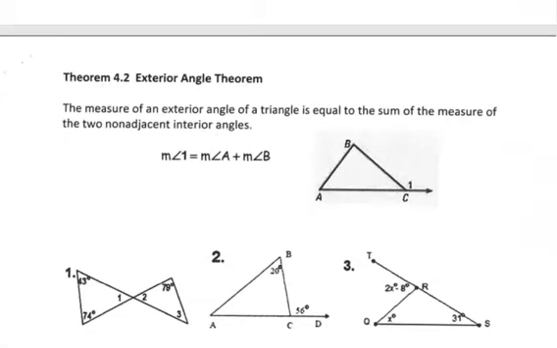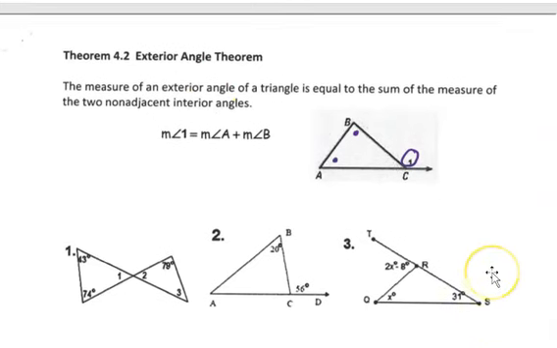This states that the measure of an exterior angle of a triangle, so if I look at angle 1 here, is equal to the sum of the measures of the two non-adjacent interior angles, so angles A and B. So if I were to add those two together, as you saw in those 4 previous figures, that gives me the measure of my exterior angle.